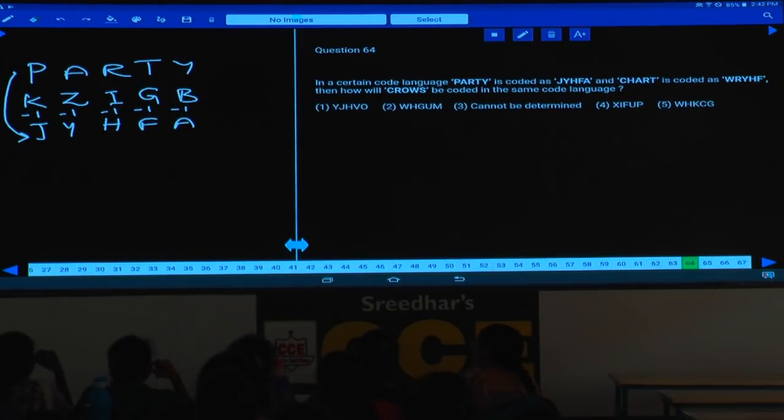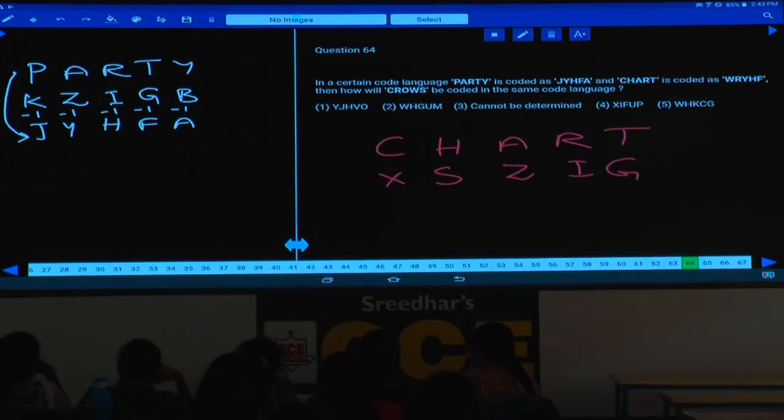Similarly, what is the next one here? Chart. Tell me what the opposite letters of chart are. X, S, Z, I, and G are the opposites. What do we mean by opposite letters? AZ, BY, CX, DW, all these are opposite pairs. Then what is given here? WR, YHF. Now X and W minus 1, S and R minus 1, Z and Y minus 1, and so on.